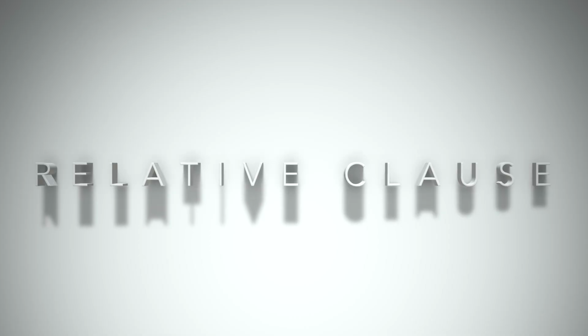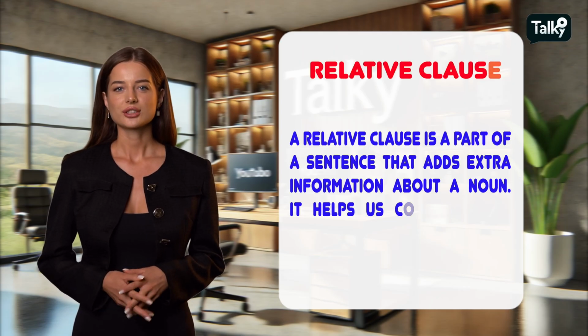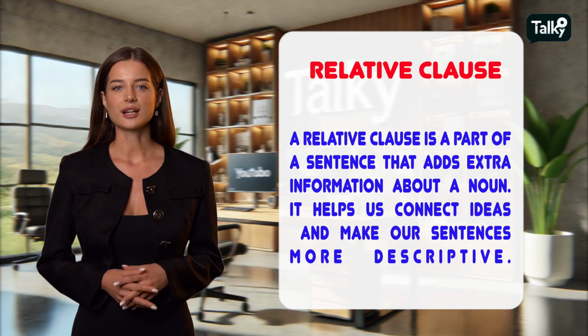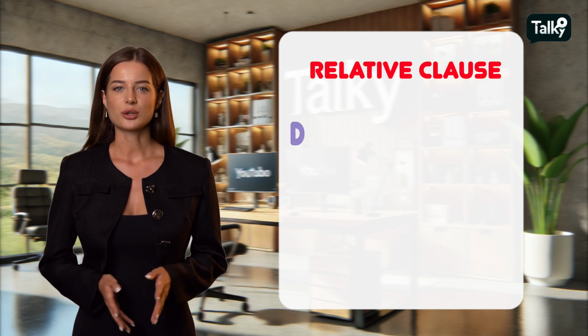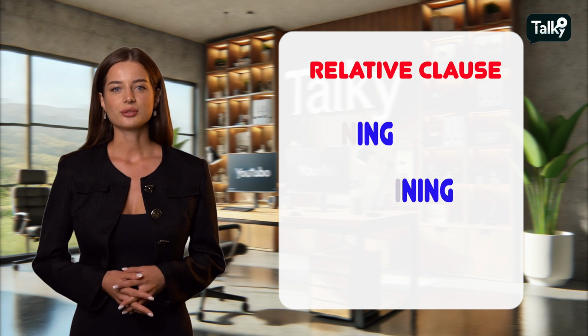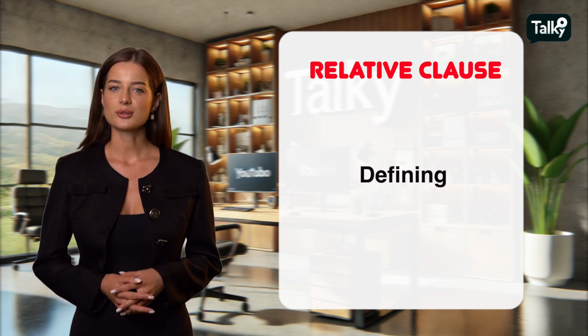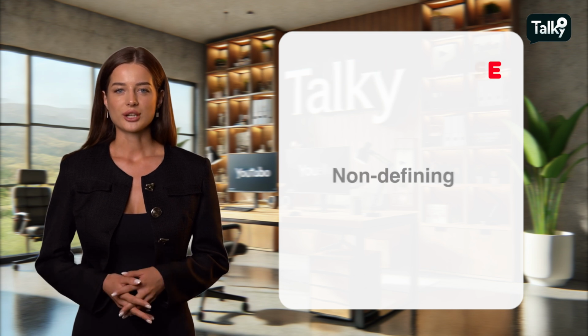First of all, what is a relative clause? A relative clause is a part of a sentence that adds extra information about a noun. It helps us connect ideas and make our sentences more descriptive. There are two main types of relative clauses: defining and non-defining. Today we're going to focus on defining relative clauses, and in our next video, we'll cover non-defining relative clauses.